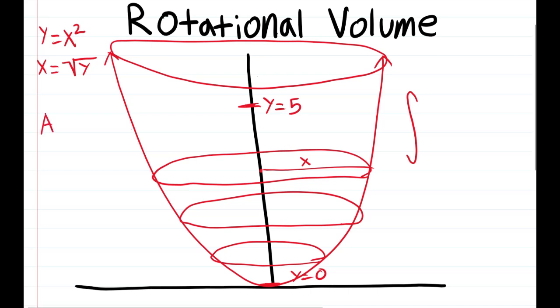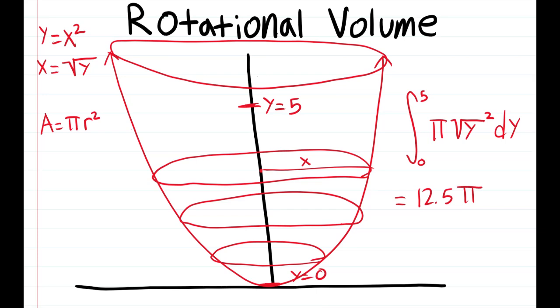The area of a circle is pi r squared, and we know the r because it's just the square root of y. So now let's integrate from y equals 0 to y equals 5 of pi times the square root of y, squared, dy. And this is equal to 12.5 pi.